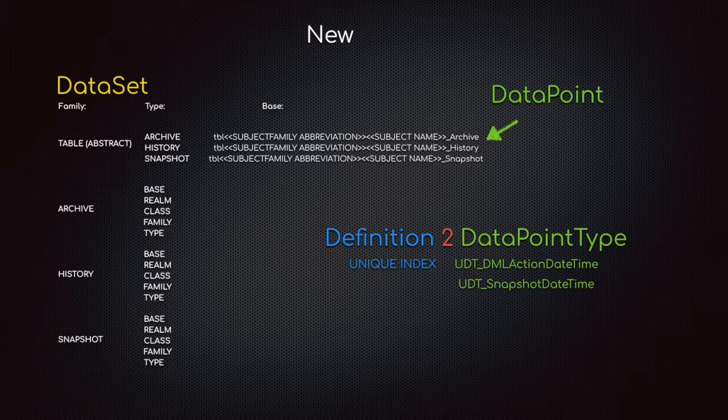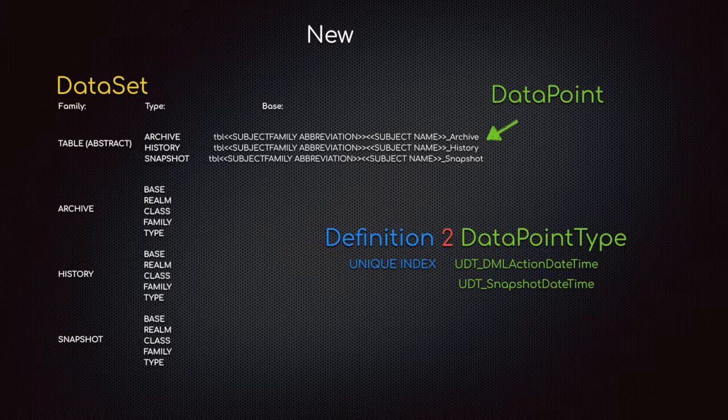Now we do have to add a little bit of code. It's actually a very fast process, but we have to add a ton of data. So the first pieces of data that I'll go over: we had a family of abstract for our previous table creation videos. We have to create three more types, the archive, history, and snapshot type. And I'm basically using the base type under abstract table as my base for the dataset name, subject, family, abbreviation, and subject name.